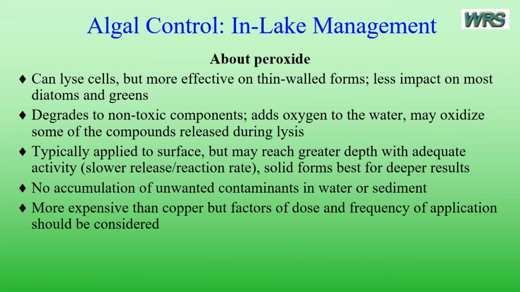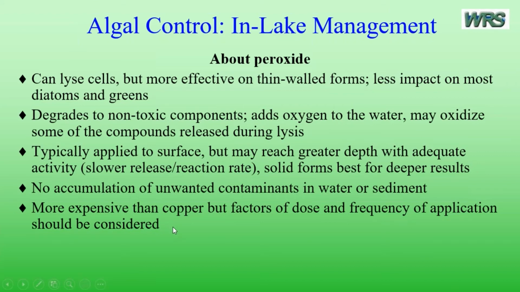Peroxide, the other major one, can also lyse cells, tends to be more effective on thin-walled species, less so on diatoms and greens, so you tend to get the blue-greens taken out better. It degrades to non-toxic components, so that part's fairly favorable. Also applied to the surface, but with granular products, you can drop it in and get to a greater depth with slower release.